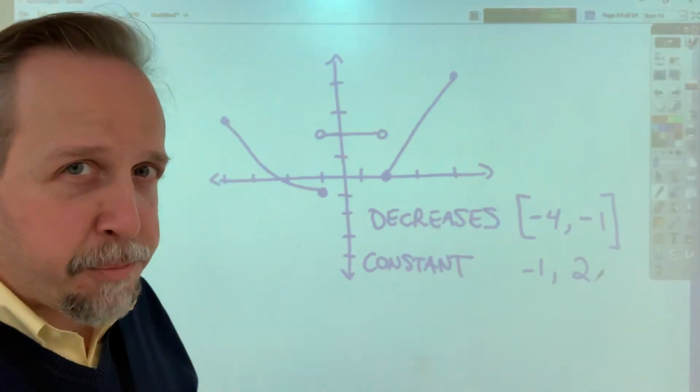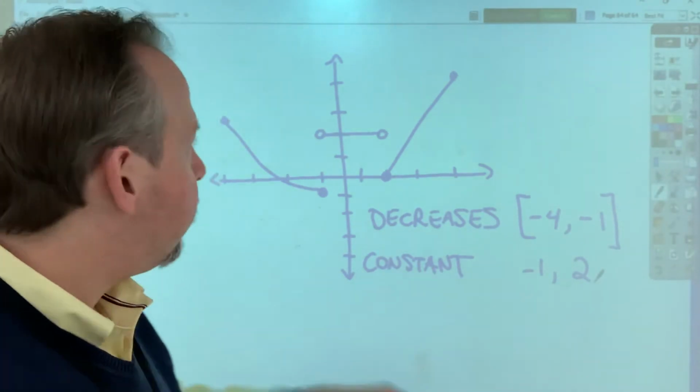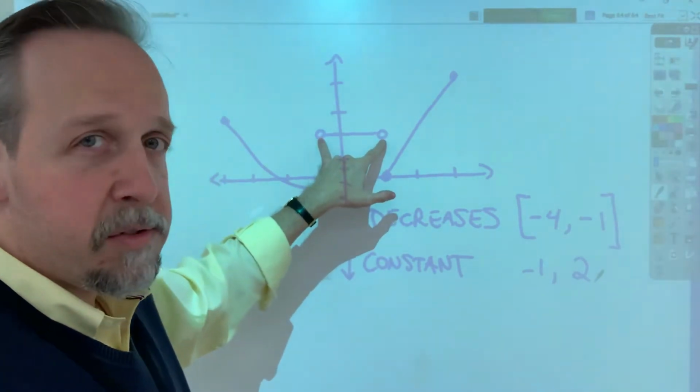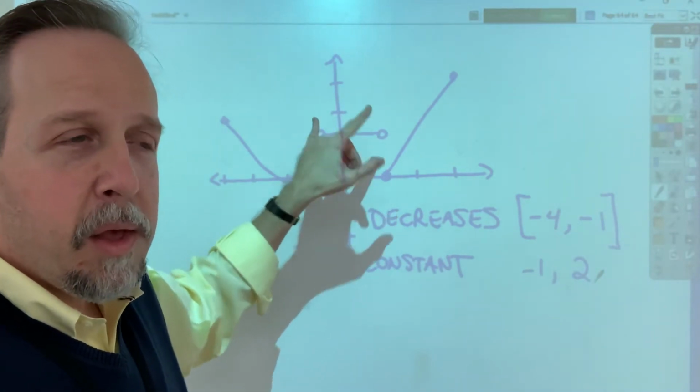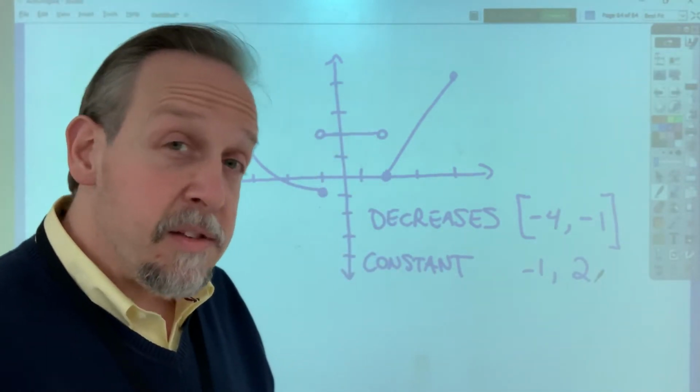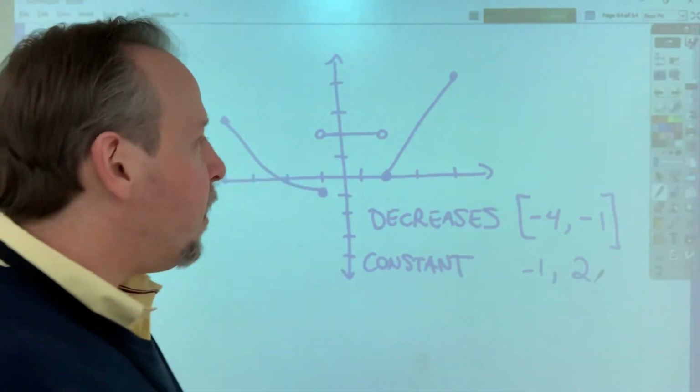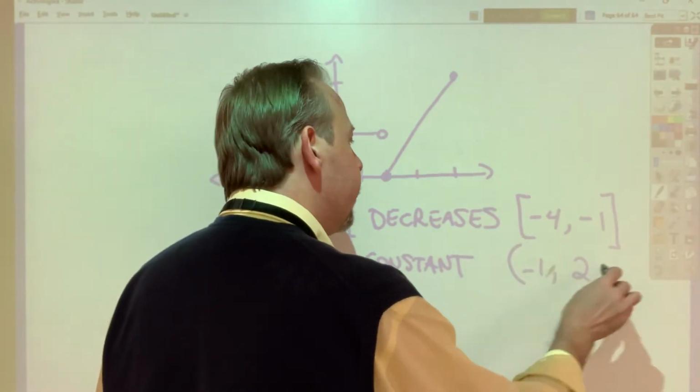But we're not going to use brackets on this one. And the reason is, both of those dots are open. That means that it can't actually exist there. So we're going to use parentheses where it is open.